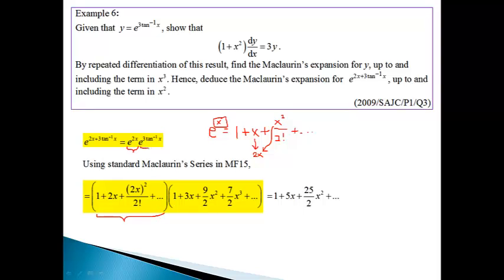As for e to the power of 3 inverse tangent x, we have the answer earlier. So we're just going to make a copy over here. And now all we need to do is actually to expand this whole product of the two Maclaurin series, which eventually allows us to get this as the answer.